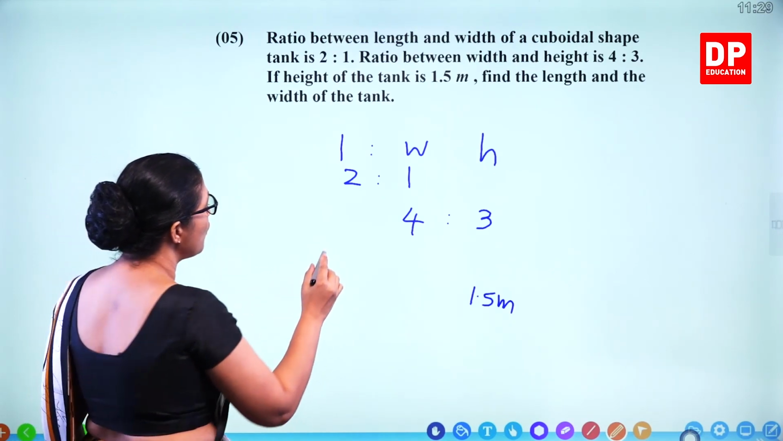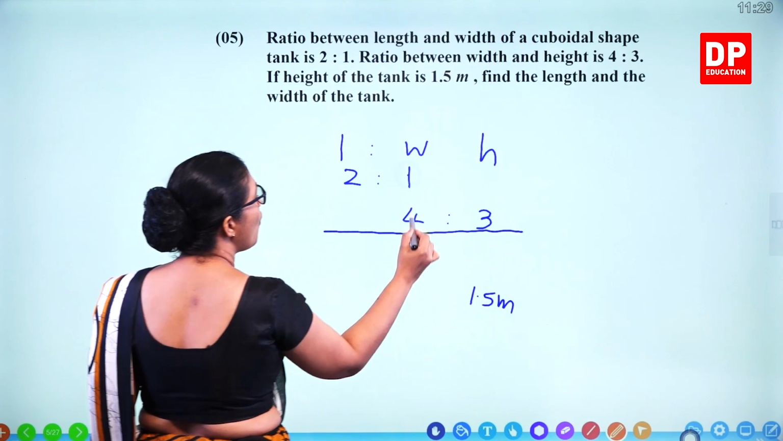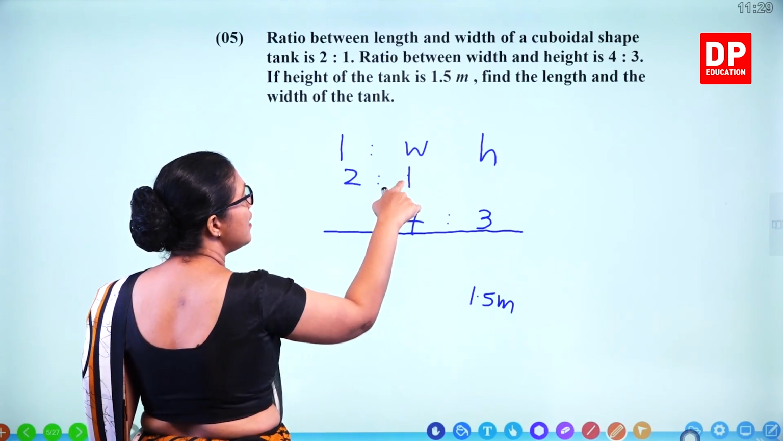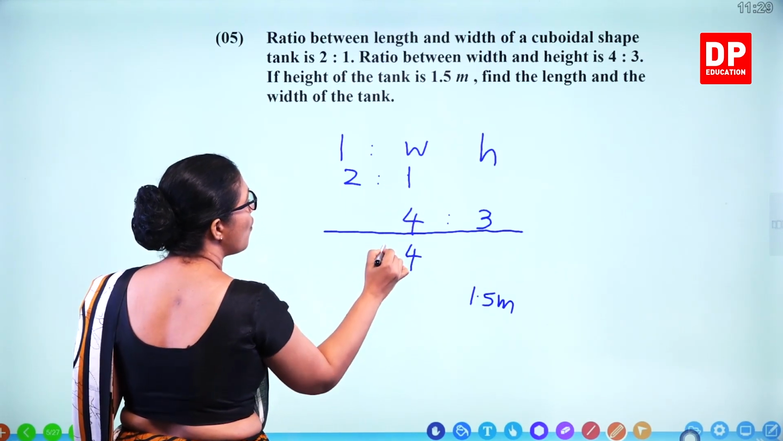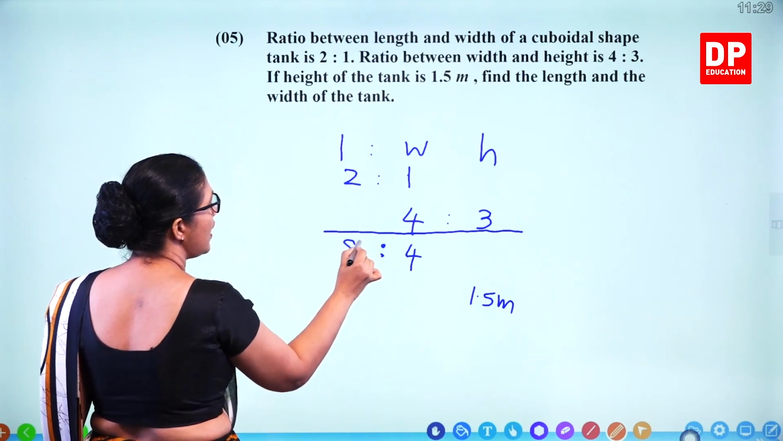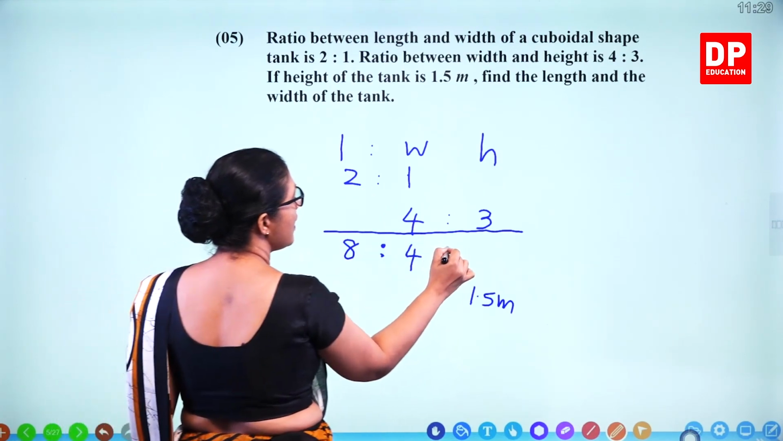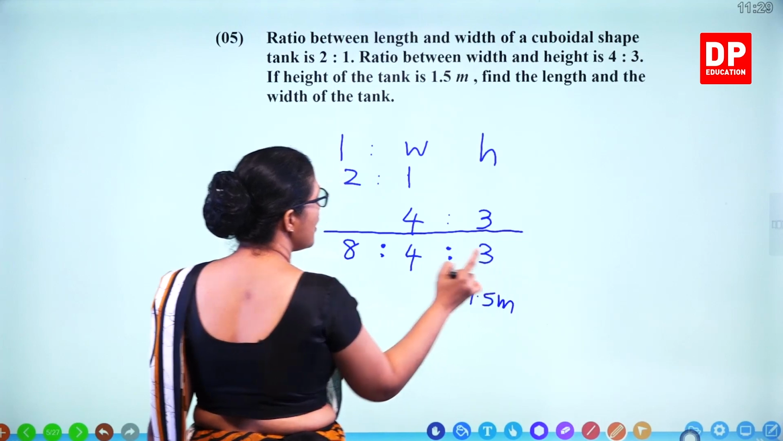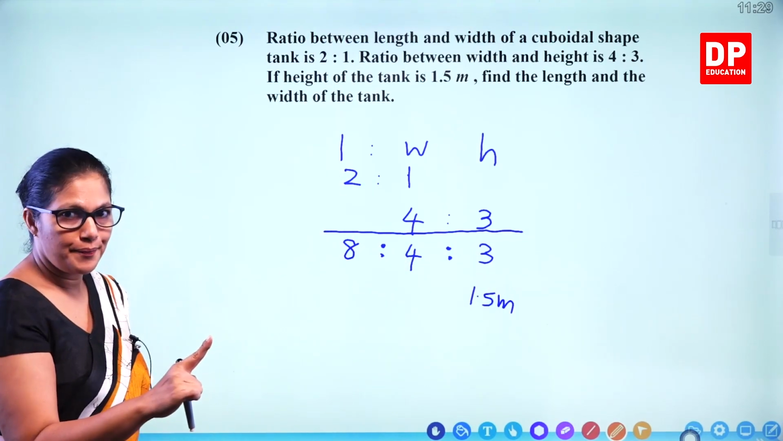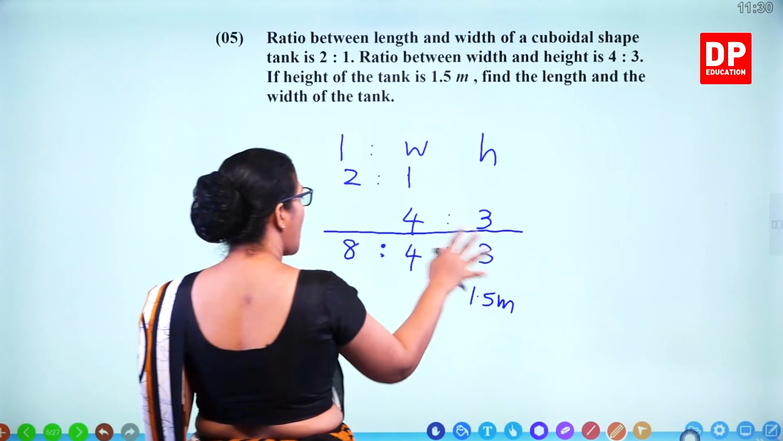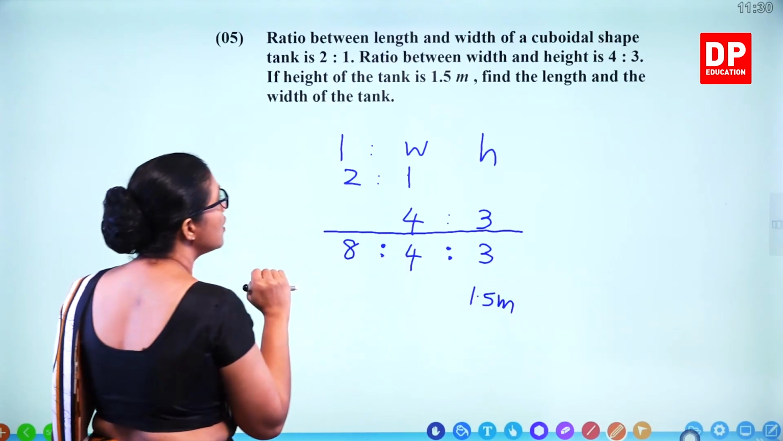So we have to find out the common ratio. So 4 and 1, how do you get 4 here? You need to multiply by 4. 4 times 2 is 8. This one you can write as it is. So the common ratio is 8 to 4 to 3. So 3 parts out of the total is this much.